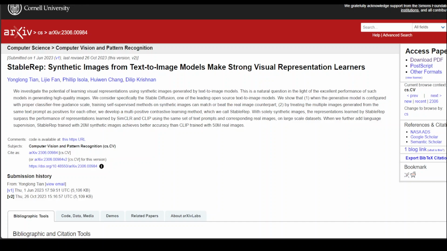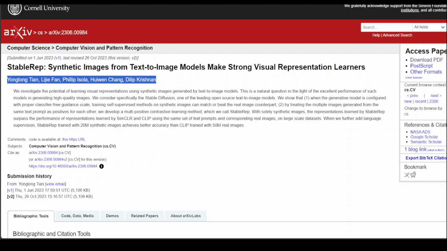In this video, I am going to introduce you to StableRep. The idea behind StableRep research is that generated images can be more effective than real world images in training a vision model to classify images. And this is where these researchers, Yonglong Tian and his colleagues, have done a fabulous job by coming up with this new notion of StableRep.